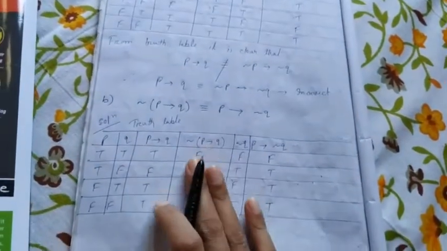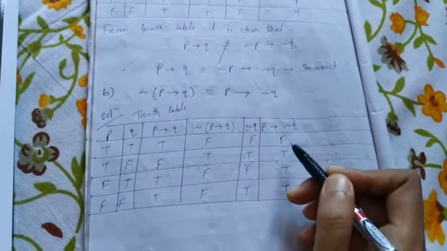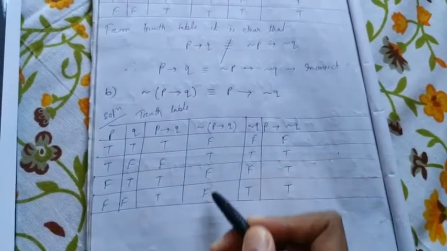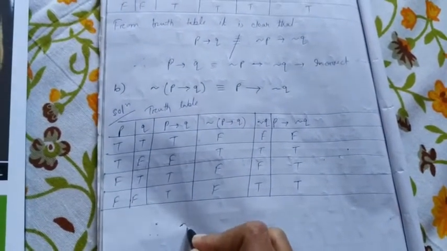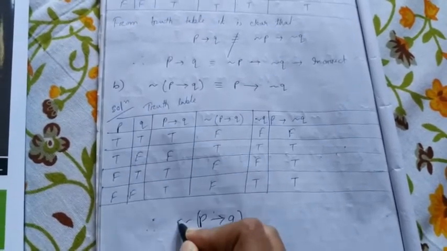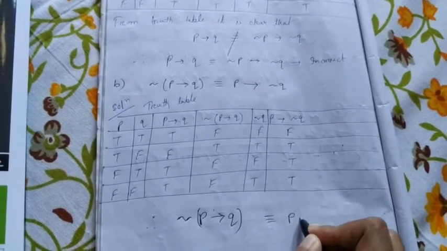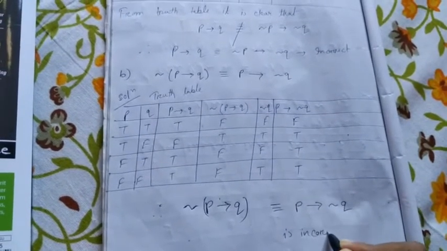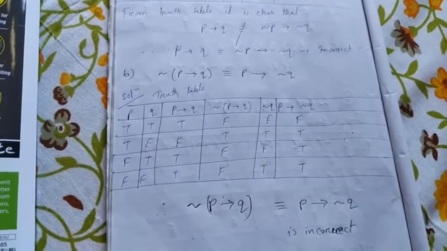If this column and this column are not same, then we say that this is incorrect. Similarly, this one, you see, this column and this column are not same. Therefore, the negation of if P then Q is equivalent to P and negation of Q is incorrect. Okay, thank you.